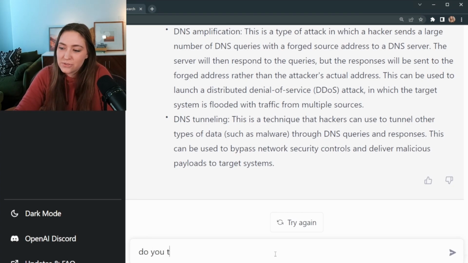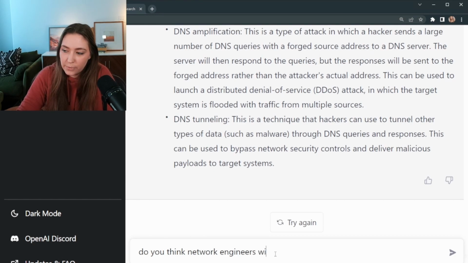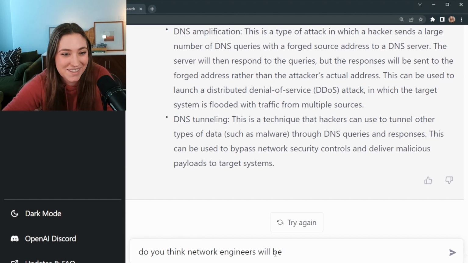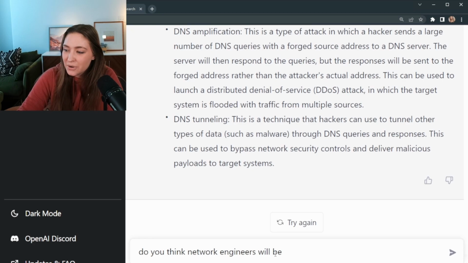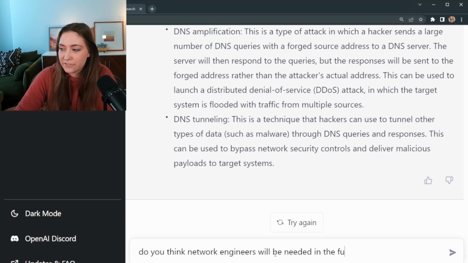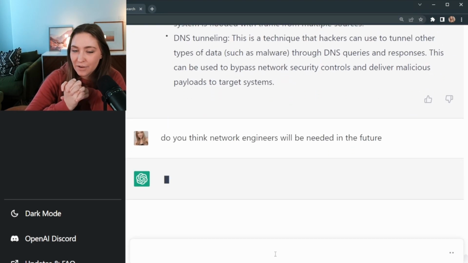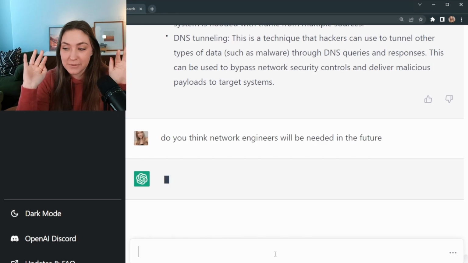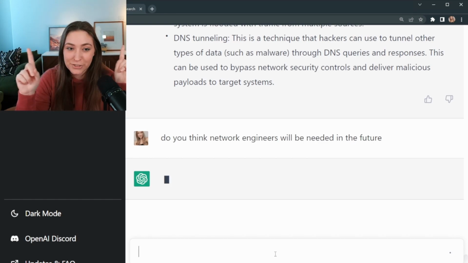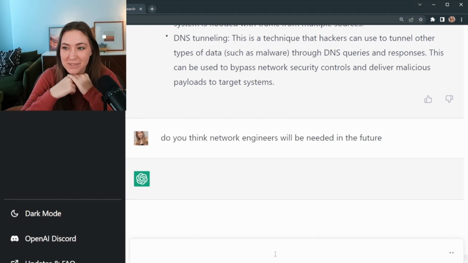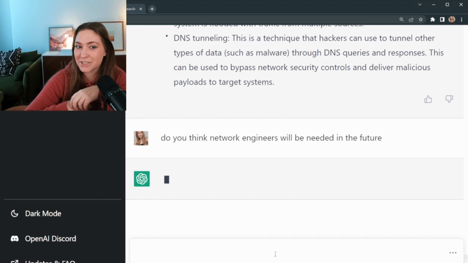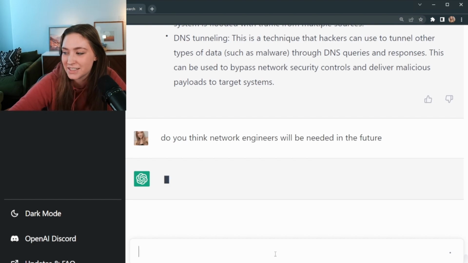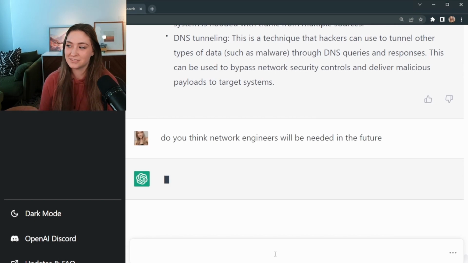One more. Okay. Do you think network engineers will be, I don't want to say jobless, will be needed in the future? Let's see. All right, this is the last question, I swear, this time it's actually the last. And then you can go and try this yourself and maybe see if it gives you some interesting responses. I'm curious to know. Let's see if network engineers will be needed in the future. It's kind of like a little crystal ball.